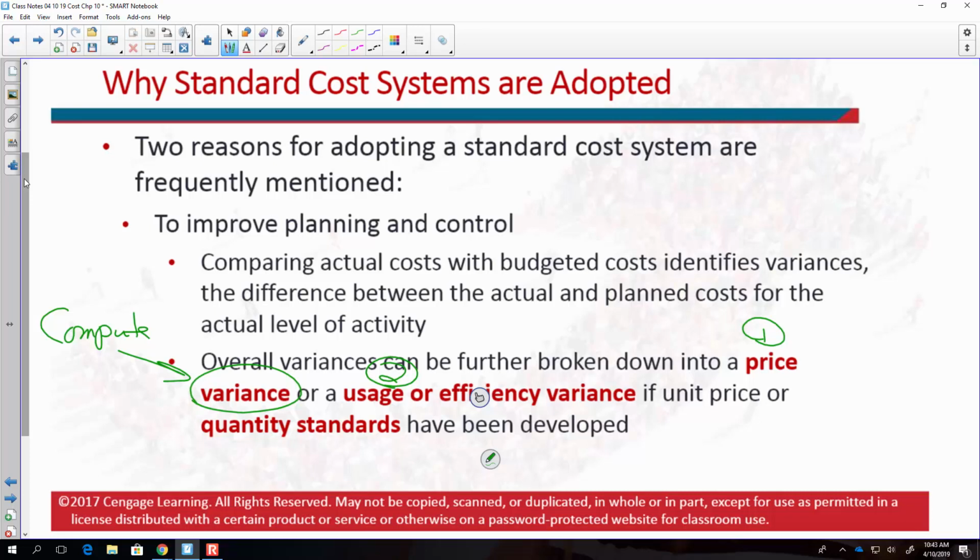And I think this will be so much easier than what you just went through as far as dealing with FIFO and weighted average. So why are we doing this? The big reason is for control, right? We want that ability to control our operation on a day-to-day basis. And standard costs gives us that control.